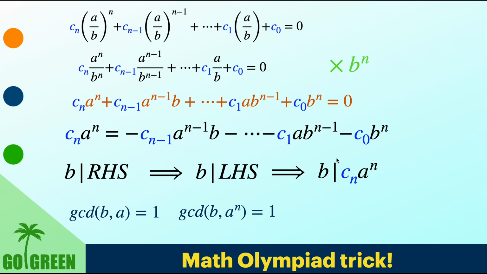So, b divides the product of two numbers, cn and a to the power n, right? Now, b divides the product of these two, but GCD of b and the second factor is 1, as we see here. Therefore, b must divide cn itself. So, this implies b divides cn itself. This is a very simple check and very easy mathematics. One can manually check, no problem, with some examples. Fine. So, what we get is this: if a by b is a root, then b divides cn. And again, from this master equation we will deduce something else.